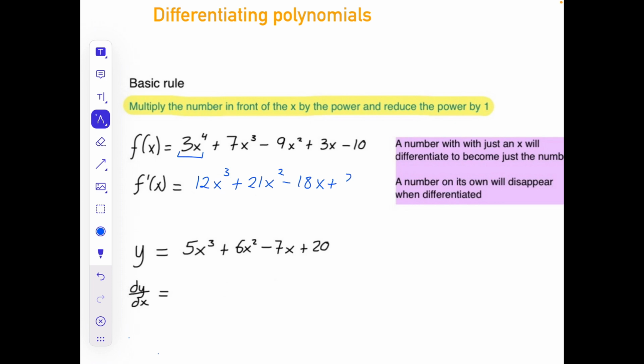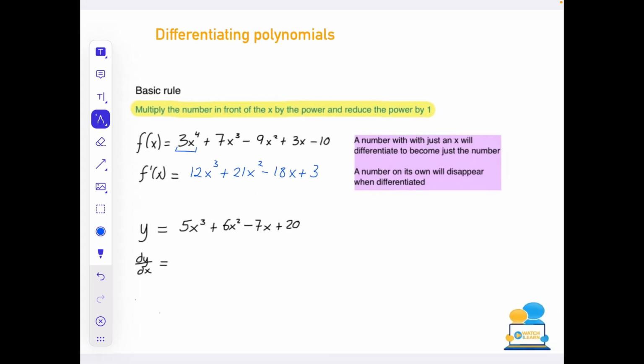Now, for the next ones, okay, when I differentiate 3x, I'm just going to get 3. Why does that happen? I'm just going to do it as a rough work over here. So 3x is the same as 3x to the power of 1. Differentiated, I'm going to multiply the power by the number, that's going to give me 3, and then I'll reduce the power by 1, which will give me 0. Now, anything to the power of 0 is 1, so that's really 3 multiplied by 1, which is just 3.